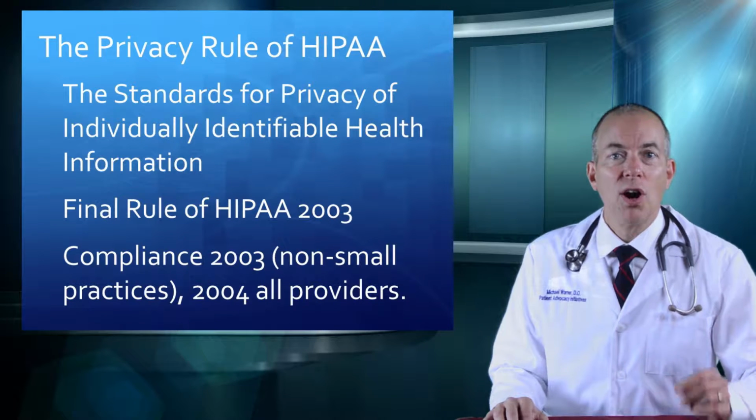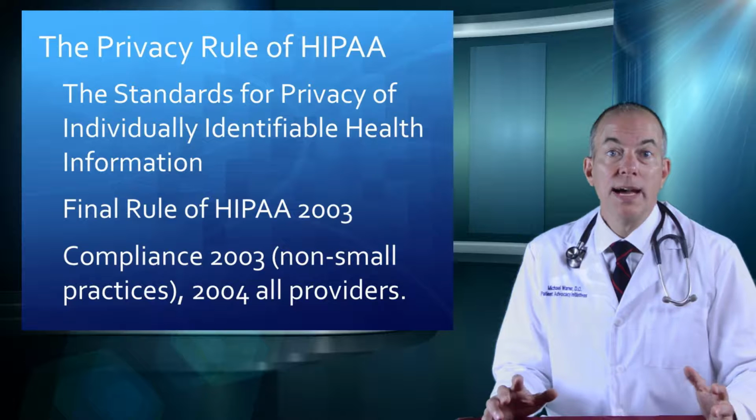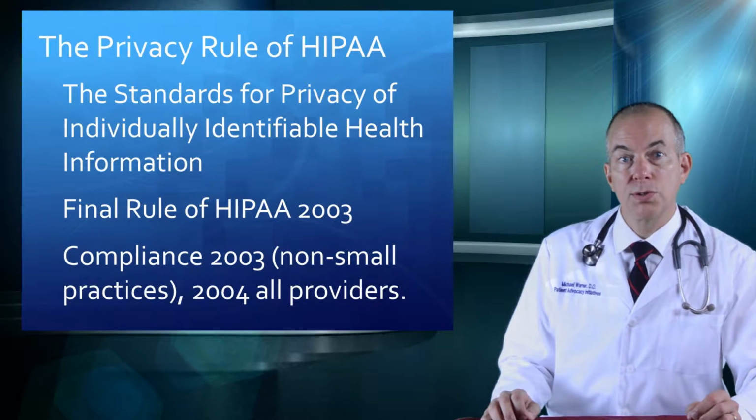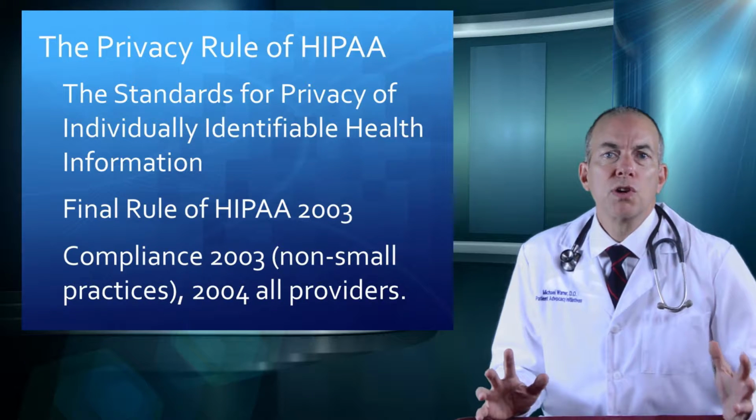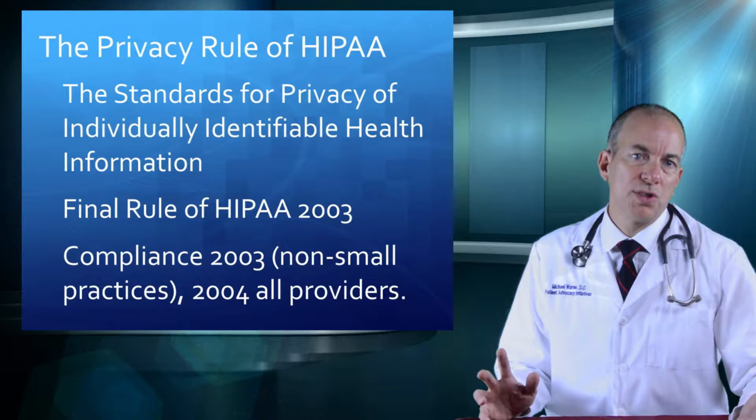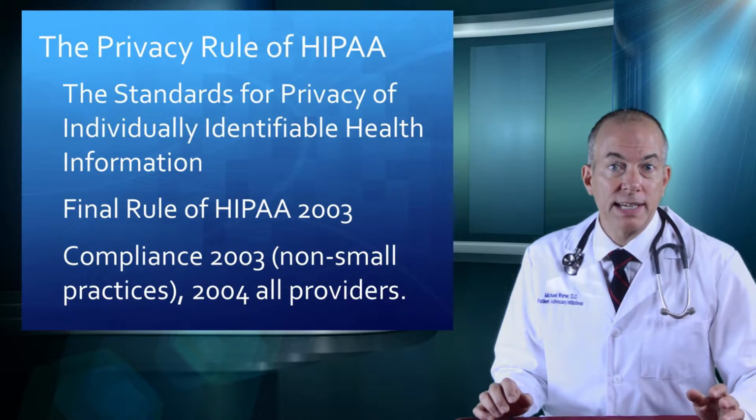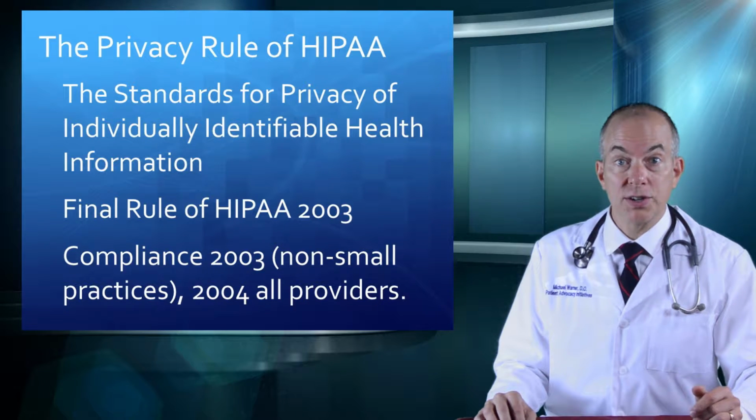The privacy rule, also known as the Standards for Privacy of Individually Identifiable Health Information, became the final rule of HIPAA in 2002. As we discussed in the last module, compliance with the privacy rule was required as of April 14, 2003. This first compliance date was for larger practices and health systems. Small medical practices were given an additional year to comply.